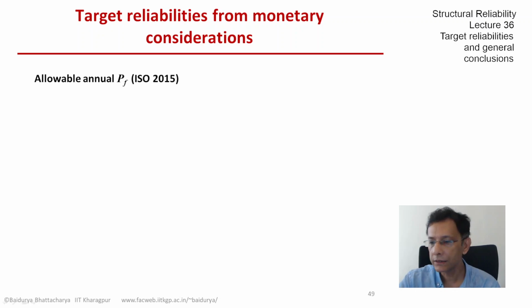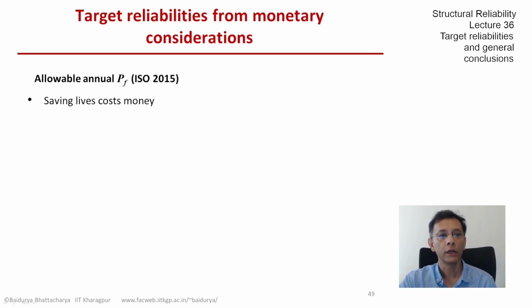Now, the latest revision of ISO 2394 that came out in 2015 has attempted to derive target reliabilities from monetary considerations, but they have avoided putting a direct value on human life, and rather used an indirect metric, which is society's willingness to pay to save an additional life. So this is the thought process.